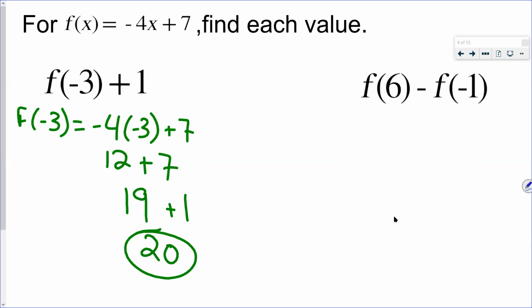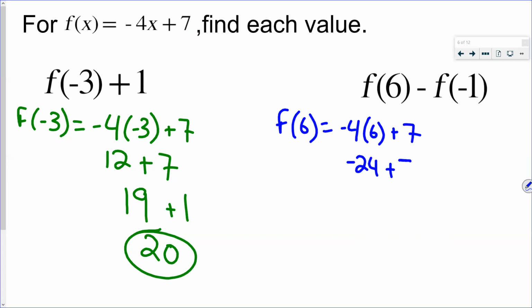With f of 6 minus f of -1. Oh man, there's two different functions. Solve them as two different functions. So f of 6 equals -4 times 6 plus 7. -4 times 6, -24 plus 7. -24 plus 7 is -17.